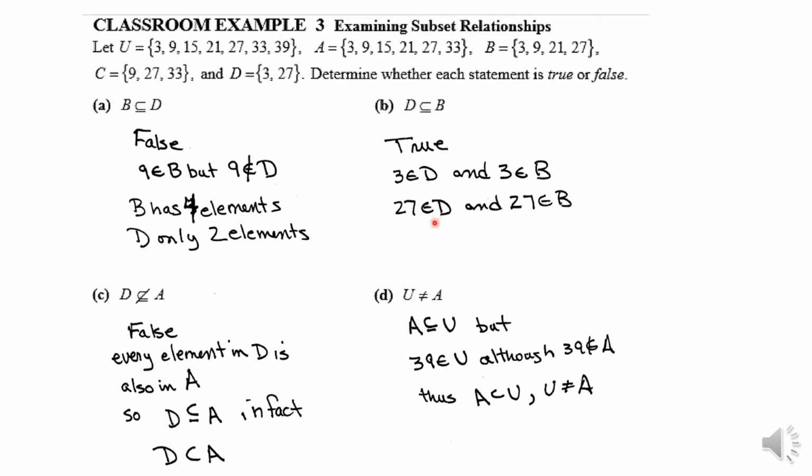These are true, B and D, because here everything that's in D is also in B. That makes it a subset. And here A is contained in U, but there's something in U, 39 namely, that's not in A. So A is a proper subset and not equal to.